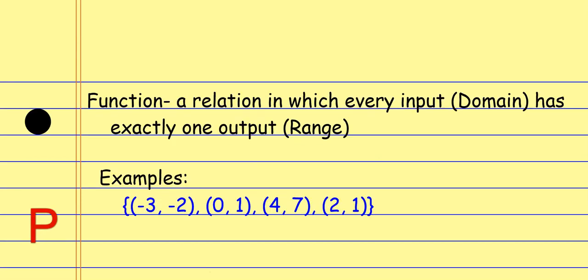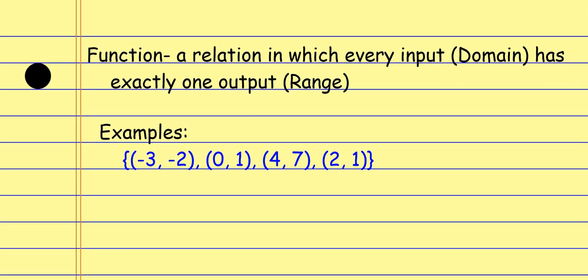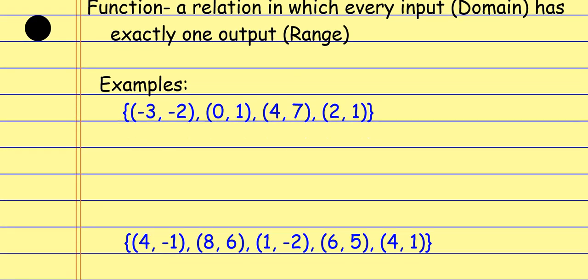Let's talk about a function. A function is basically a relation in which every input has exactly one output. Every domain has exactly one range. If one of the input values could potentially give us two different output values, then it's not a function. For example, if I look at something like this guy, I'm looking at the inputs. Right here, I have an input of -3, I have a 0, a 4, and a 2.